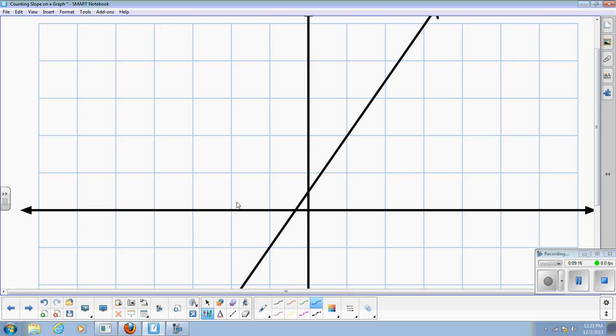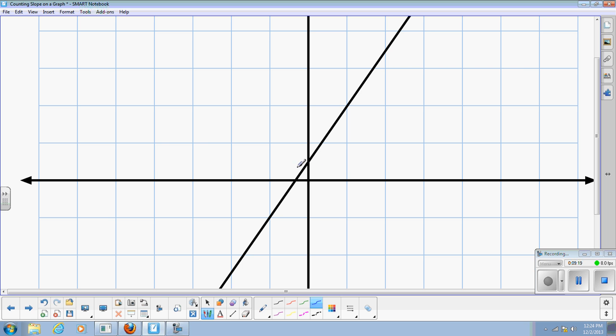Next line. Here's another line. It doesn't cross the y-axis at a nice spot for us. So what does that mean? That means we've got to, again, find a couple of spots where the line hits an intersection. So let's start over here to the left and see if we can find something. And as we follow along, here's one right here. And I'll keep moving up the line now. And here's another one right here.